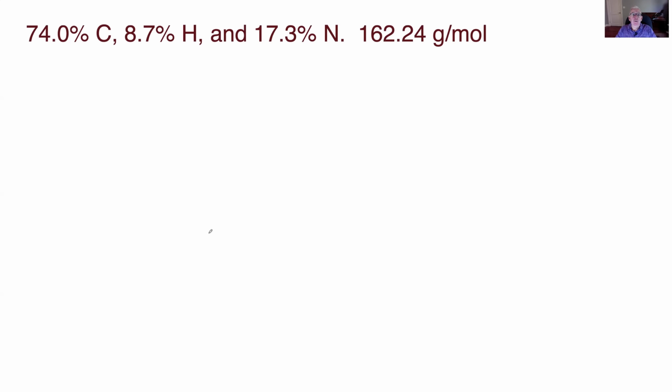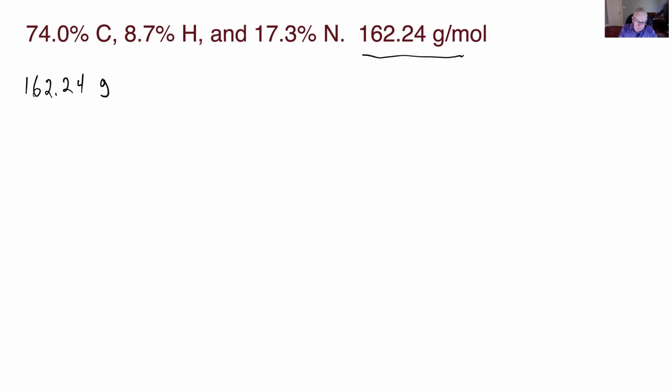So I have to pick a sample size to get my percentages made into masses. Because I know this molar mass up here, by far the simplest mass I can choose is 1 mole. So I'm going to choose that molar mass, 162.24 grams. I'm going to say that's the size sample I want to start off with.